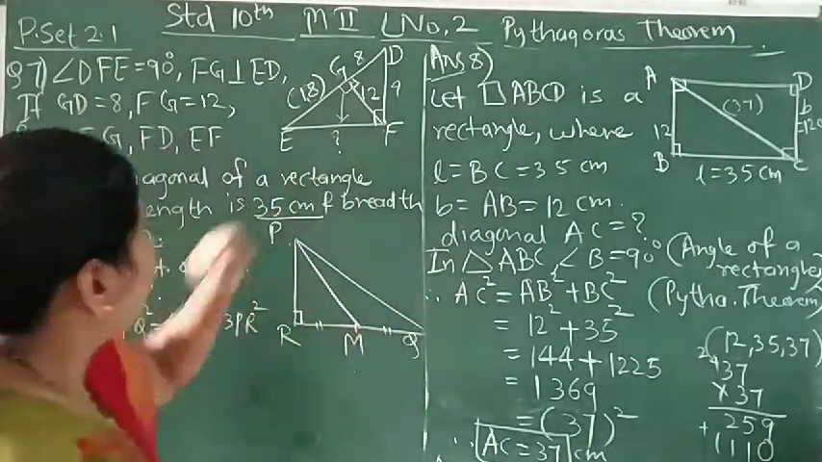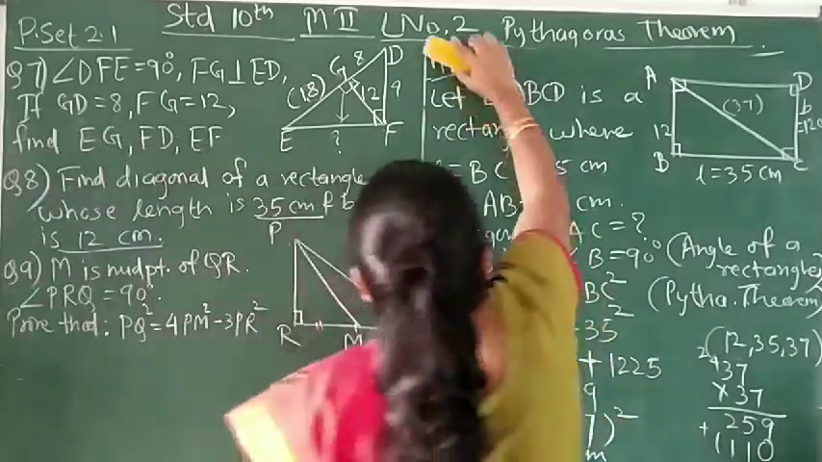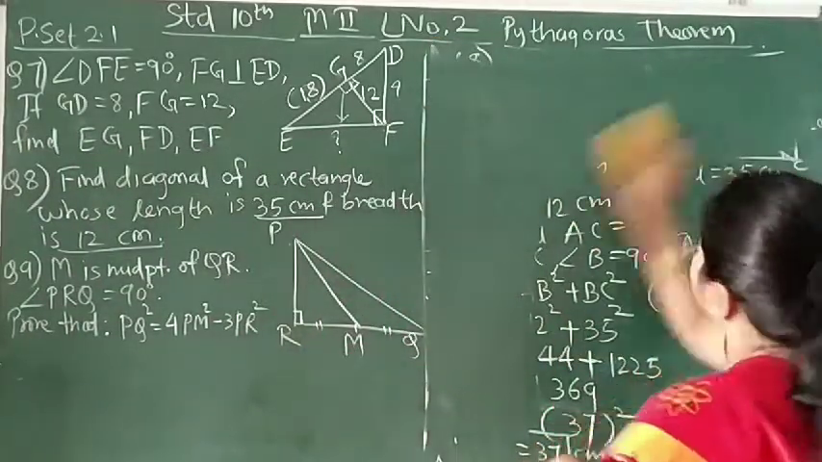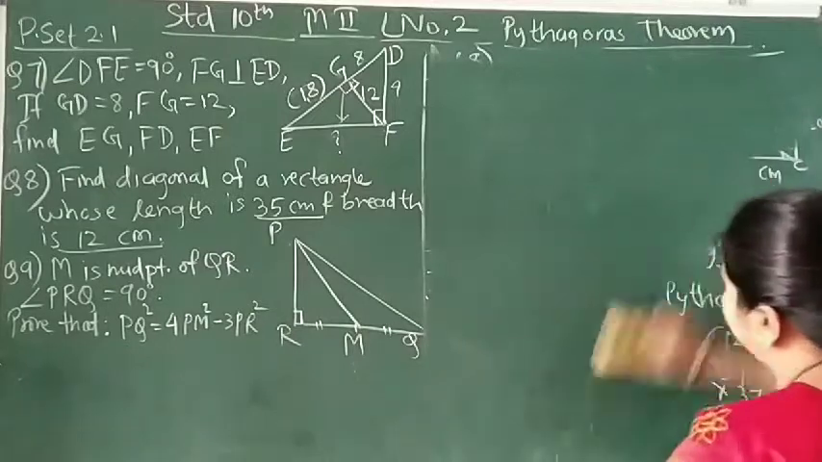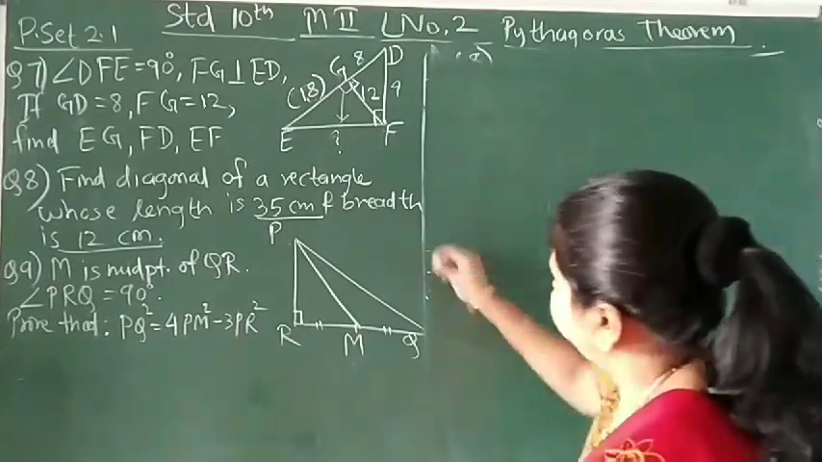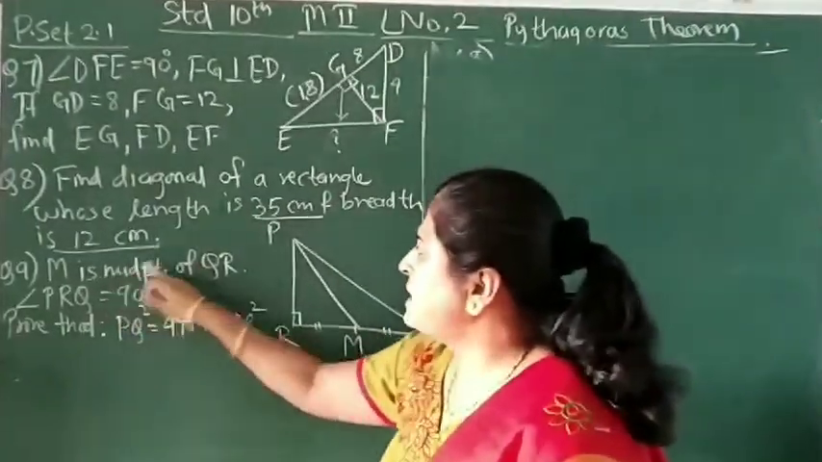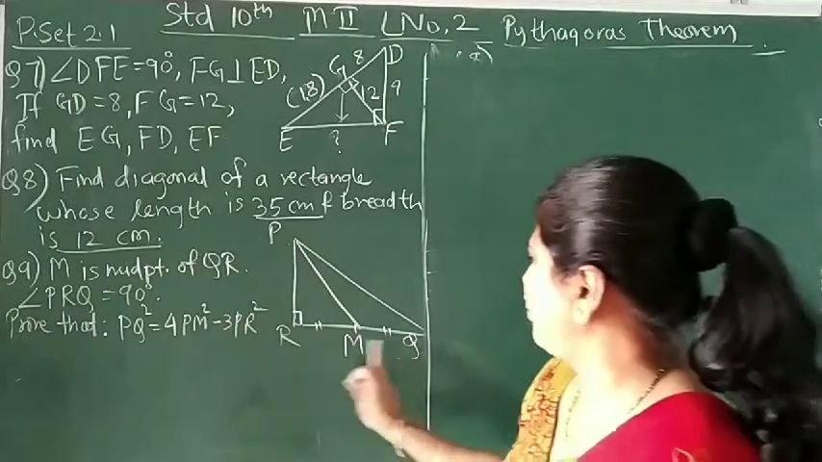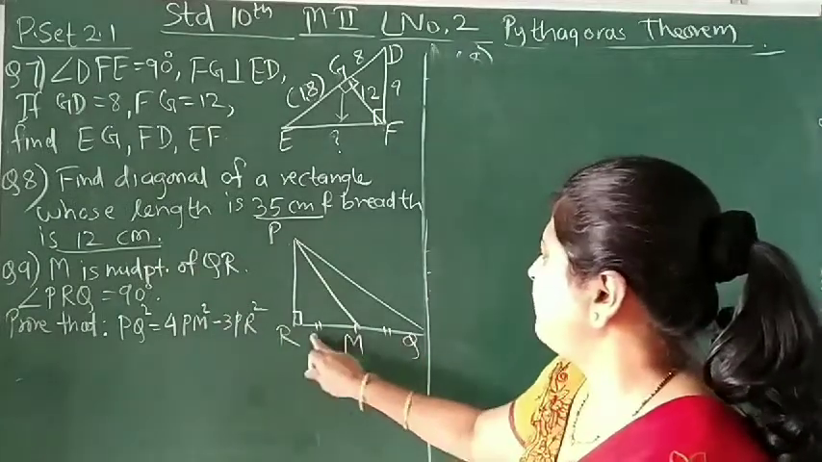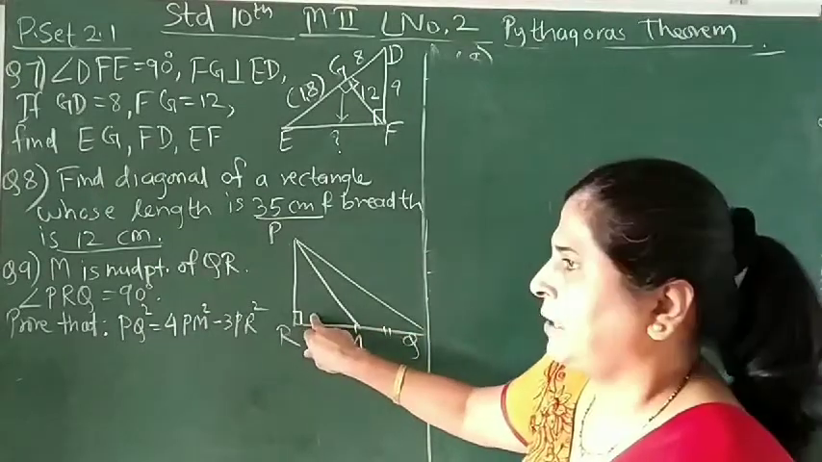After this 8th sum, let's see what the 9th sum is. Let's rub this answer and move to question number 9. Now it's question number 9. M is the midpoint of QR. Where is QR? This is your QR. So M is the midpoint of QR and angle PRQ is 90 degrees.